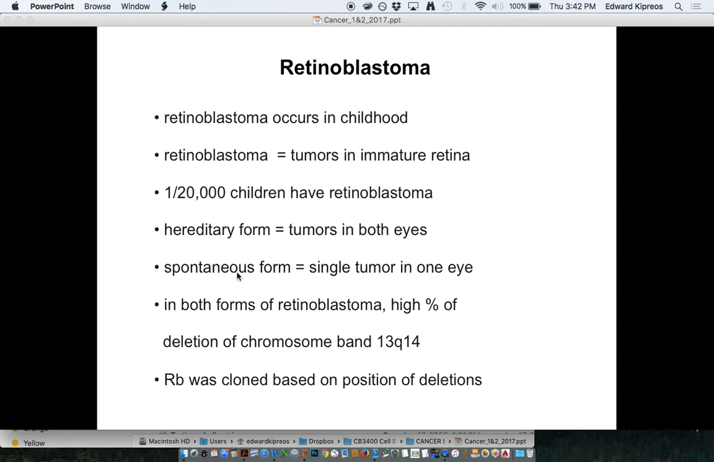I mean, they didn't know what it was. They called it the RB gene, but they didn't know what it was molecularly. They didn't know what the sequence was. So when they got it down to a small enough region, there's only like one or two genes there and they can test them.